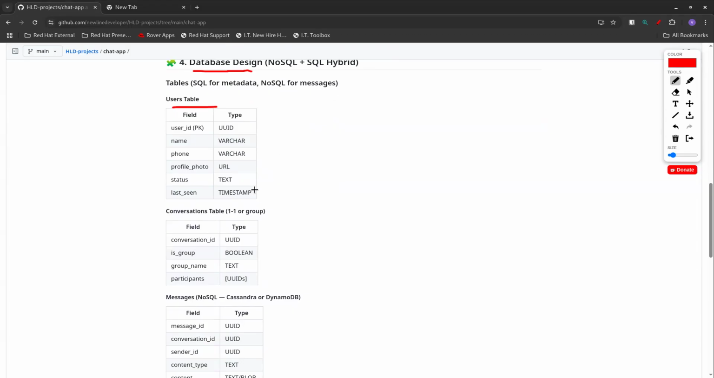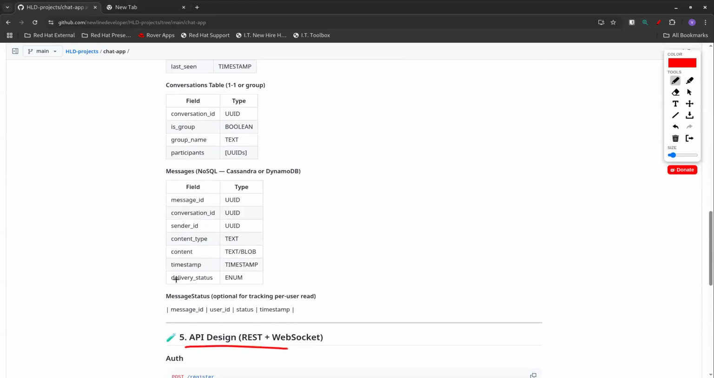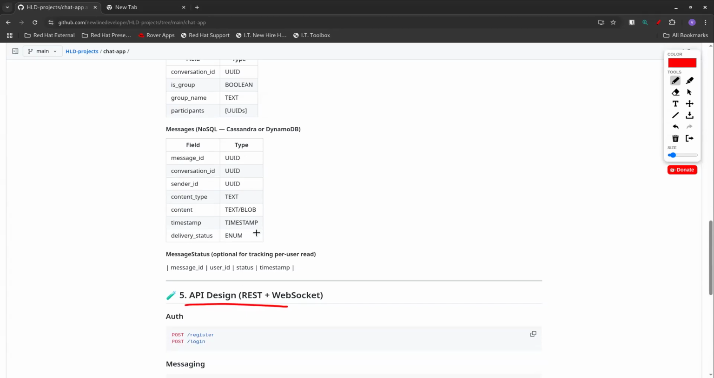And then the conversation table, where we can keep a one-to-one or a group conversation. We can keep the conversation ID, whether it's a group or not, what the group name is, and what the participants are. And then for messages, we can use a NoSQL table: the message ID, the conversation ID, who the sender is, what the content type is, what the content is, and then the timestamp and the delivery status. Everything we can keep.